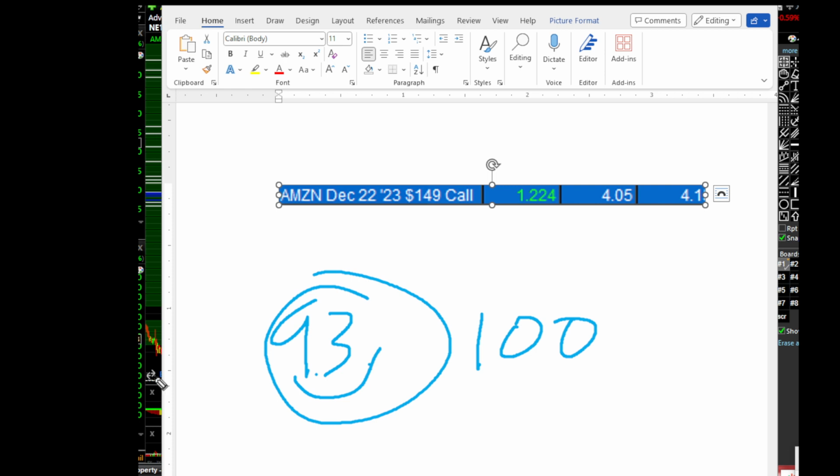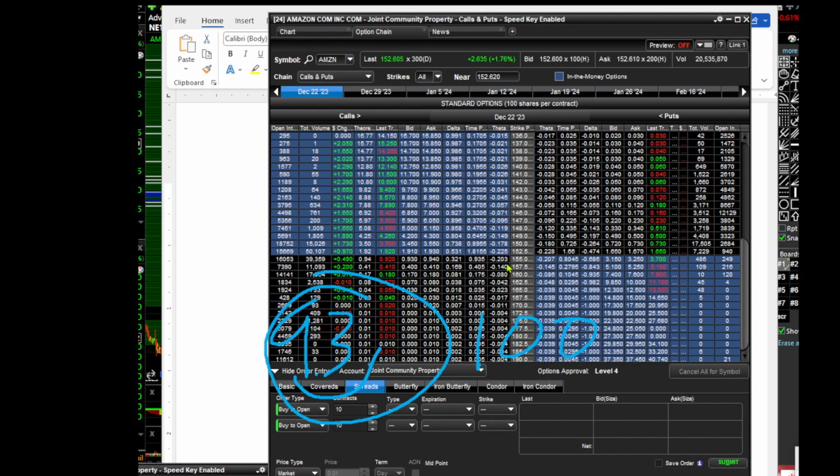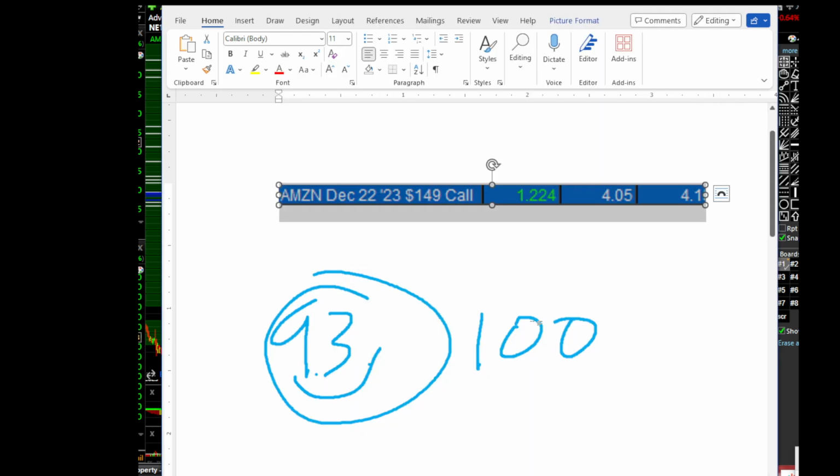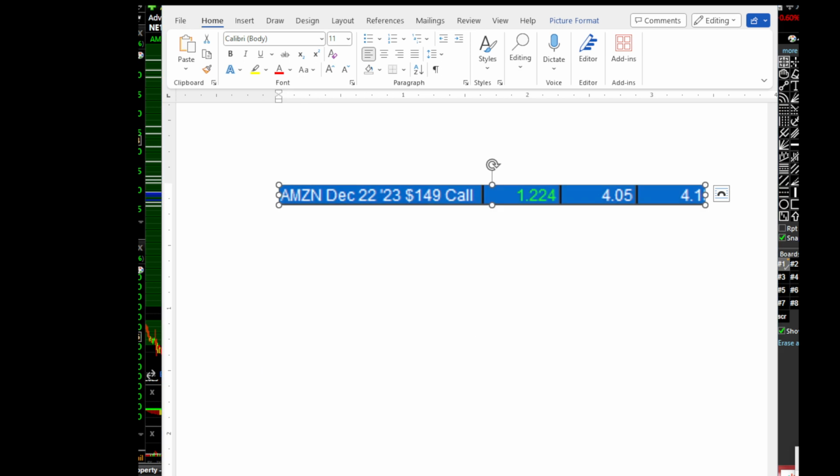And if you wanted to buy the 150, you're only paying $350 for it, right? So you're paying $3,000 instead. So it allows you to use a smaller account to make more money, right?